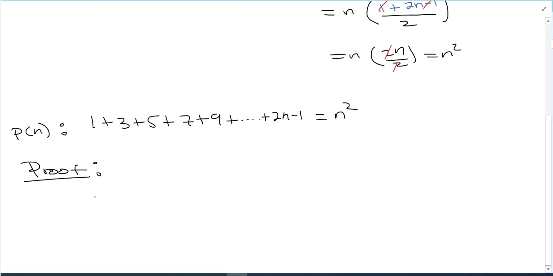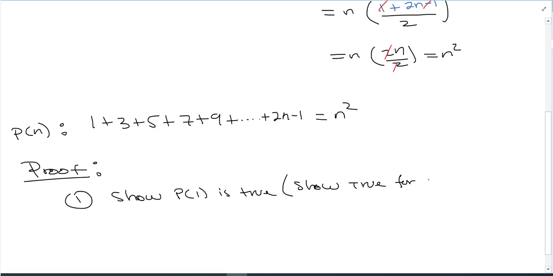The first thing is that we want to show P of 1 is true. This means show true for n equals 1. So we take the first term, 1, and you can also plug it in here: 2 times 1 minus 1 gives you 1. So is 1 equal to 1 squared? Yes. So we can say it's true for that.